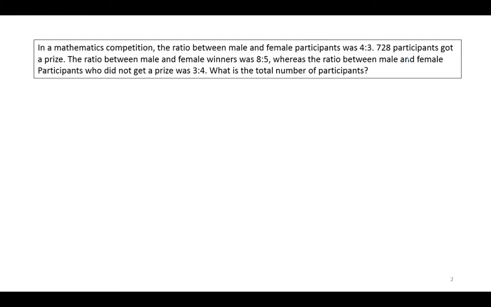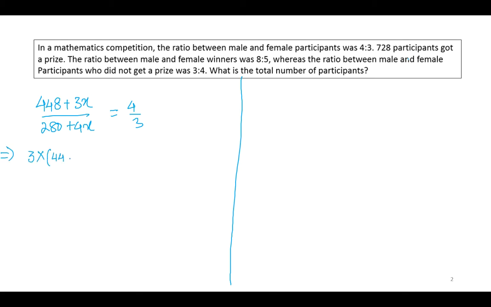I got on the last page that my ratio of boys to girls is nothing but 448 plus 3x by 280 plus 4x, and this ratio is equal to 4/3. Alright. The simplest way to solve this would be to cross multiply. So I'll have 3 multiplied with 448 plus 3x, and this is equal to 4 multiplied with 280 plus 4x.